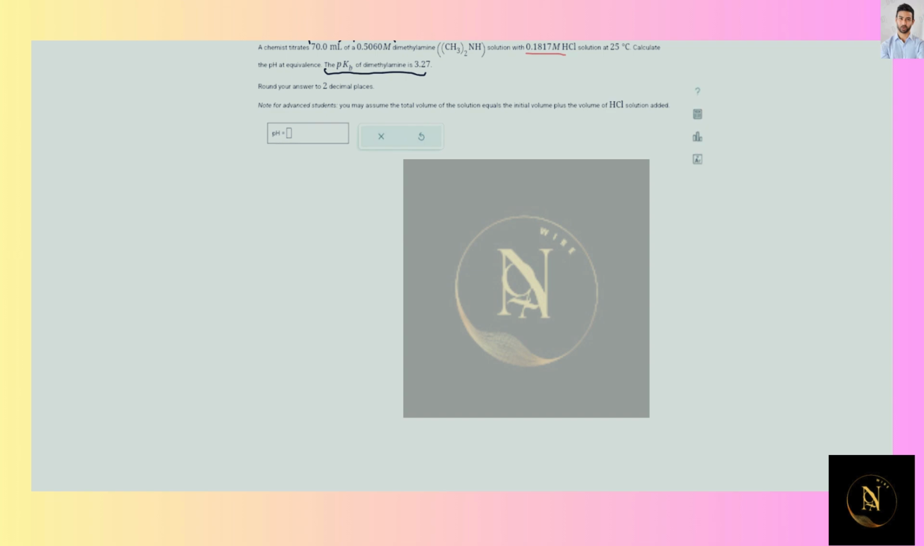So the first thing that we need to identify is the amount of mole that we're going to have of dimethylamine in solution. That is going to be equal to the volume in liters times the concentration in molarity. The volume in liters is 70 times 10 to the minus 3 liters, converting milliliters into liters directly, times the concentration, 0.5060 molar. So the amount of mole that we're going to have initially is 0.03542 mole of the amine.